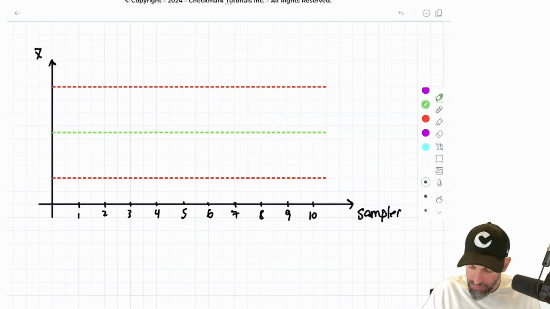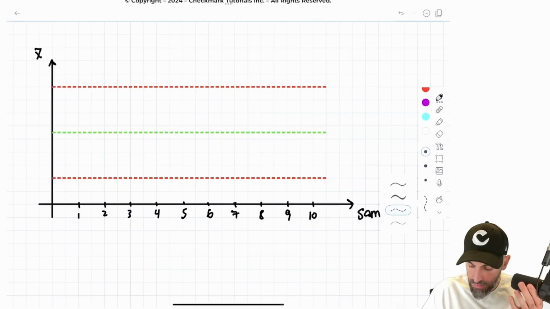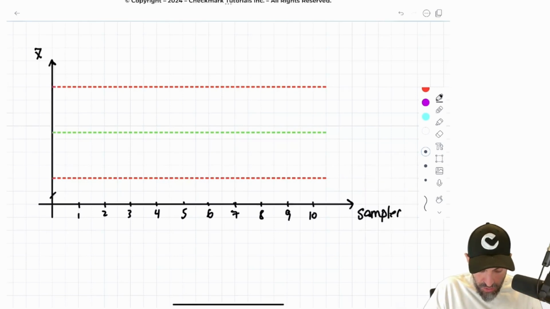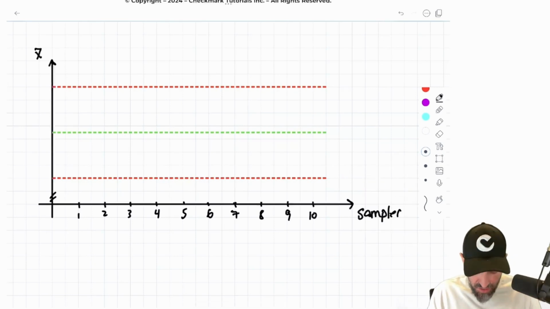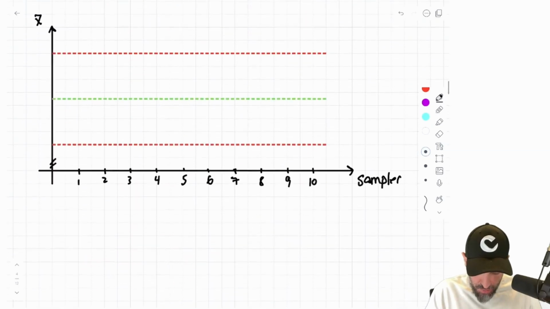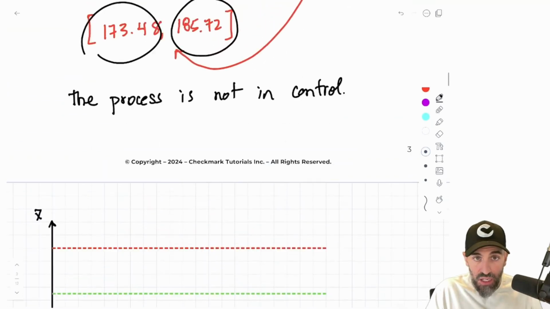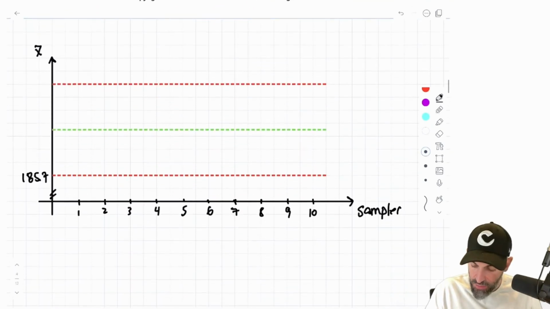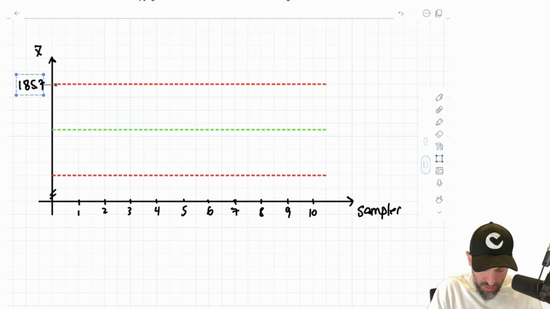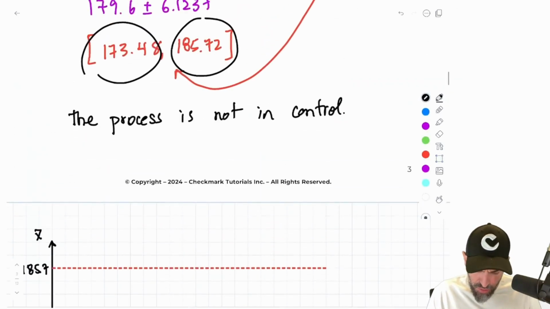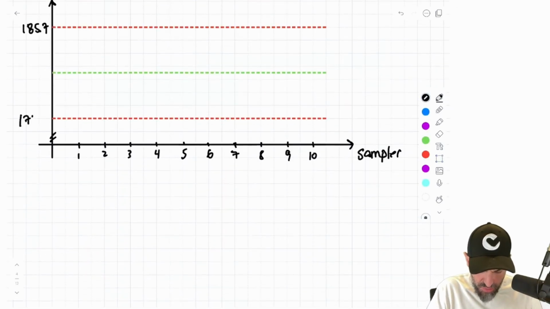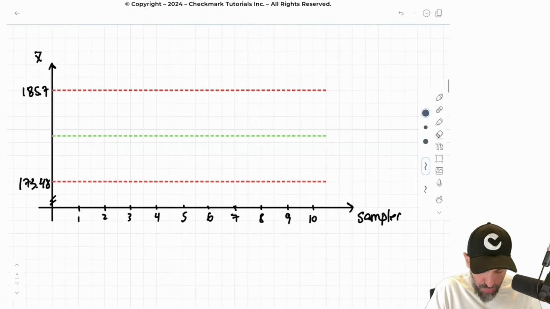All right. I'm going to do a little line break here because I'm not starting at 0. And I'm going to enter my numbers here. I'll just write them out. 185.72, oh sorry, that's at the top. At the bottom, we have 173.48, or 173.5, it doesn't really matter. And then 179.6 is your mid.